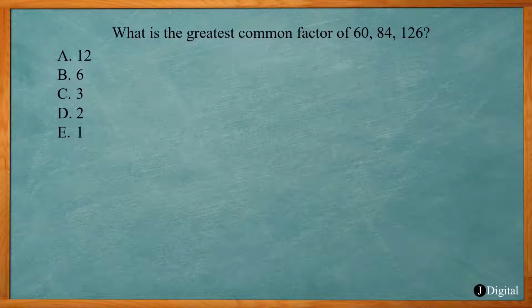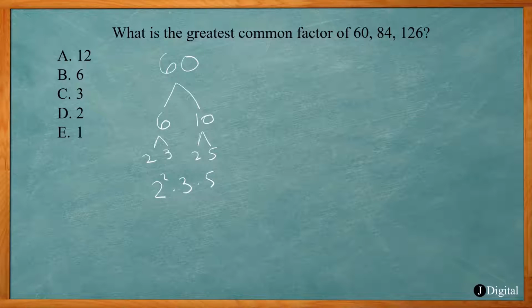So if I look at 60, if I do my factor tree, I can do 6 times 10. 6 is 2 times 3, and 10 is 2 times 5. So the prime factorization must be 2 times 2 times 3 times 5, or 2 squared times 3 times 5.